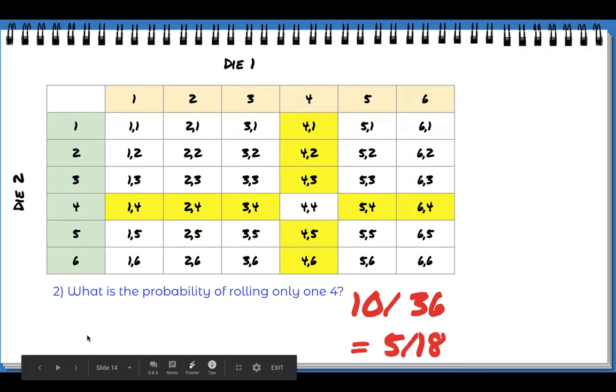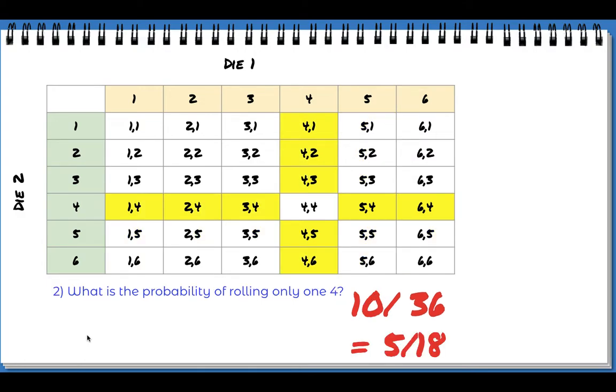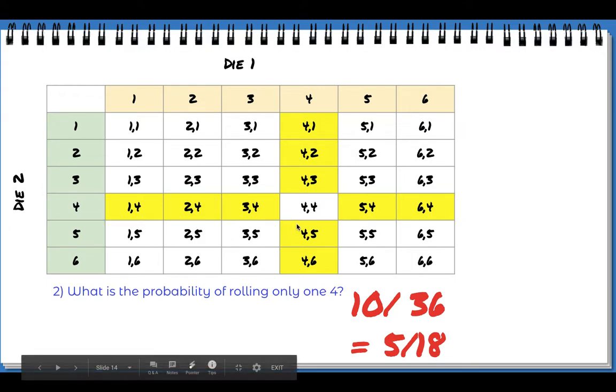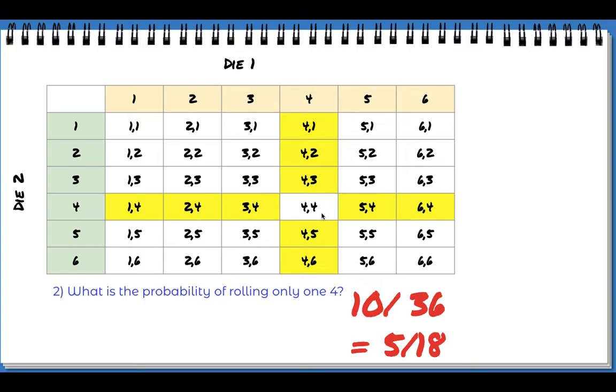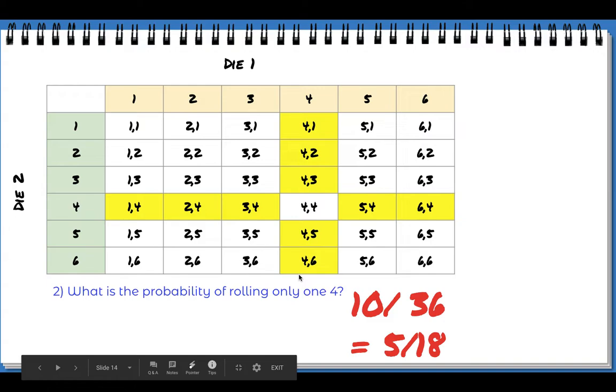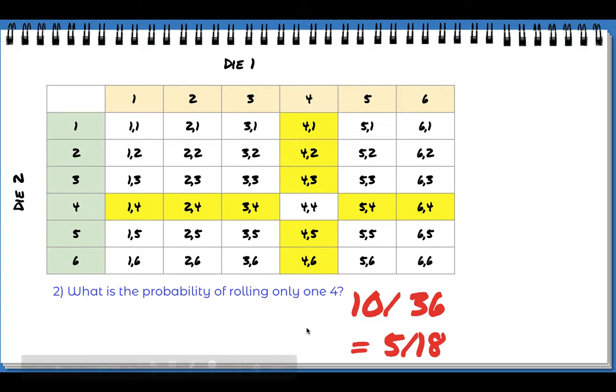Now, what is the probability of rolling only 1 4? So here I had to highlight all of the cells that contained only 1 4. Please note, I had to miss out this cell because it contains 2 4s. So when I count these up, I have 5 yellow cells going this way, 5 going this way. So we have 10 successful outcomes out of 36. We can use our fraction skills to reduce that to 5/18. The probability of rolling only 1 4 is 5/18.